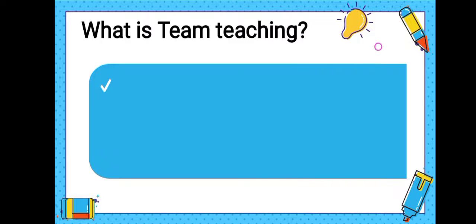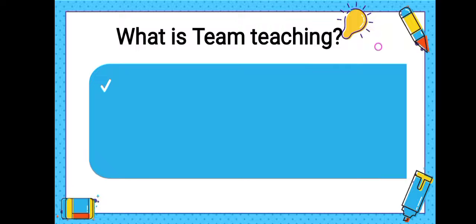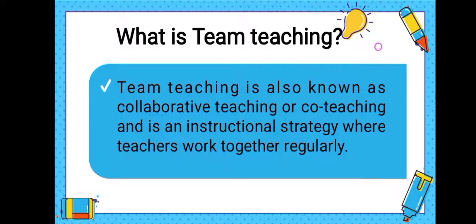So, what is team teaching? Team teaching is also known as collaborative teaching or co-teaching and is an instructional strategy where teachers work together regularly. So team teaching is also known as collaborative or co-teaching that consists of two or more teachers who work together. They are both responsible for teaching a course of a group of students.